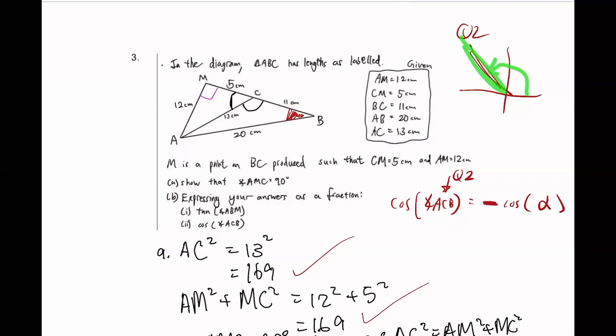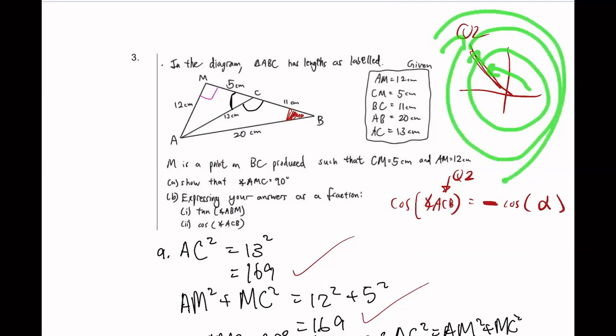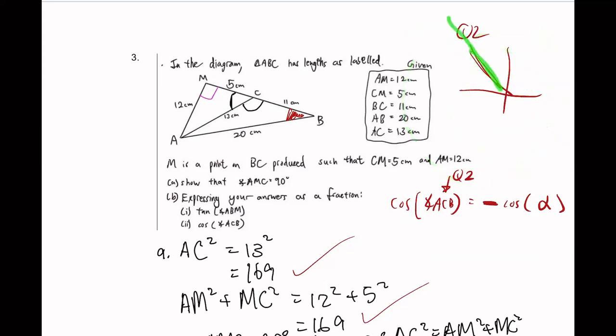Quadrant 2 angle. Of course, you could also add multiples of 360 to it, or minus 360, and it's still a quadrant 2 angle. We'll deal with it later. So here, angle ACB is quadrant 2. We convert it into its alpha, the reference angle. What's the reference angle here?